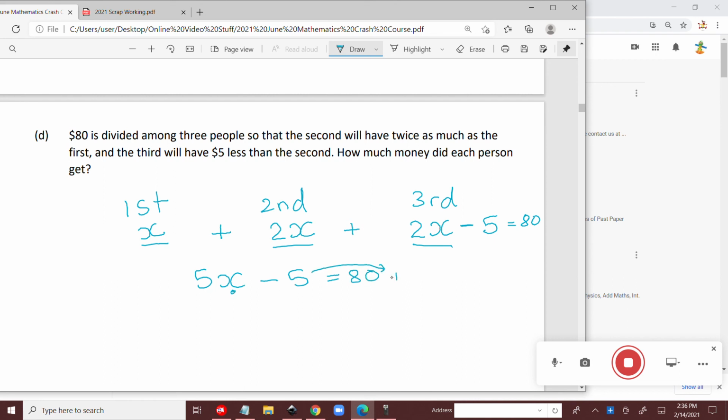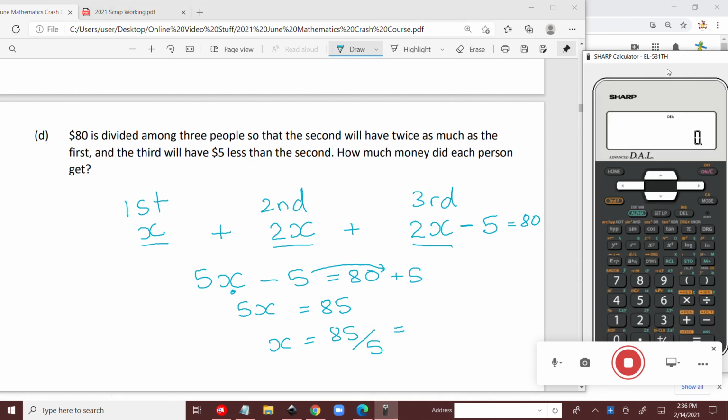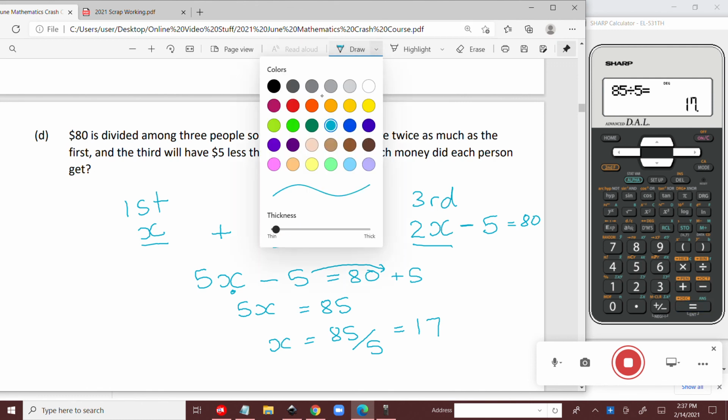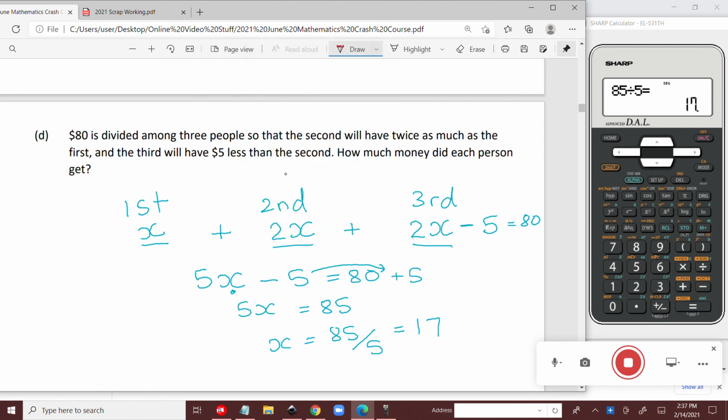Let's solve for x. Throw across minus 5, you get positive 5. So 5x is equal to 85. That means x is 85 divided by 5. How much is 85 divided by 5? Let's get the calculator here. All right, 85 divided by 5 is 17. So that means x is 17.